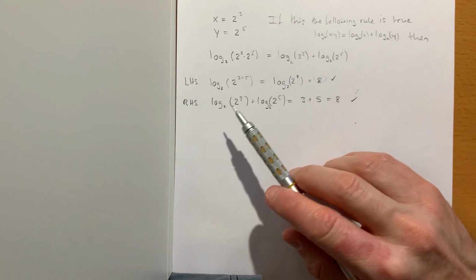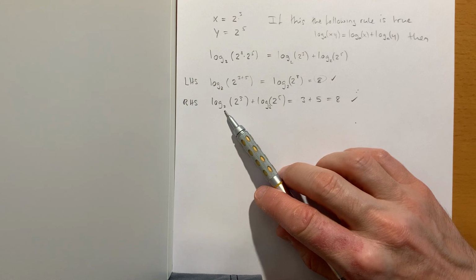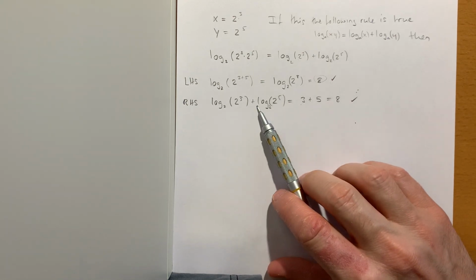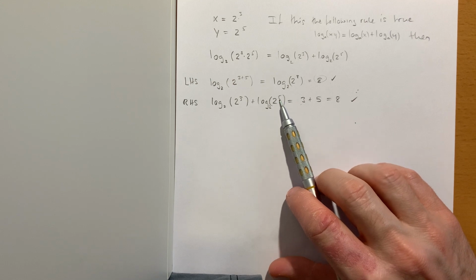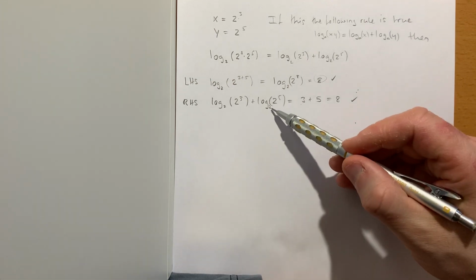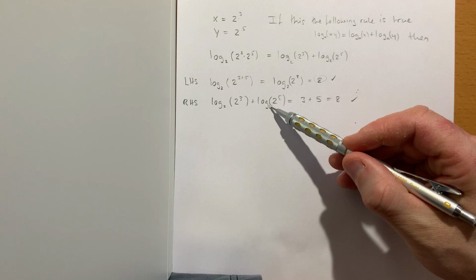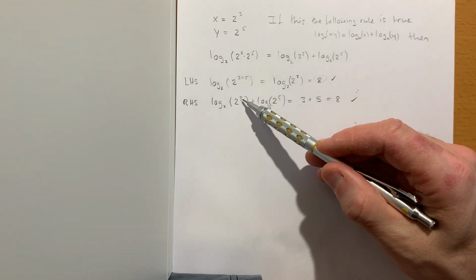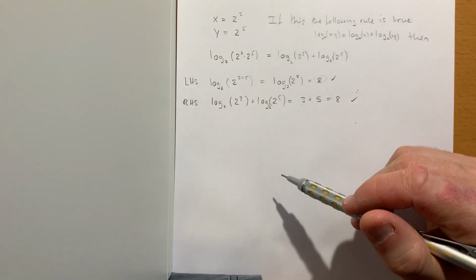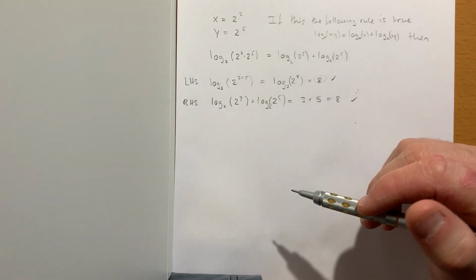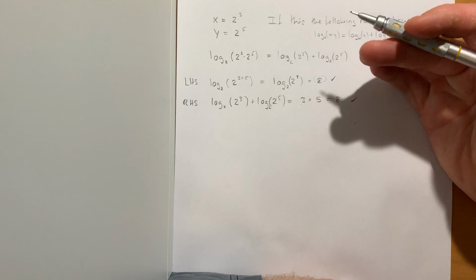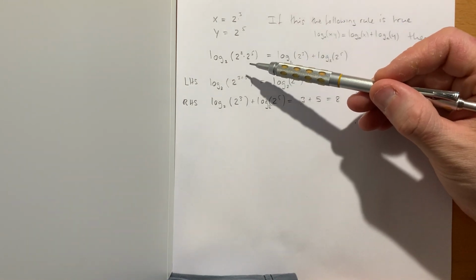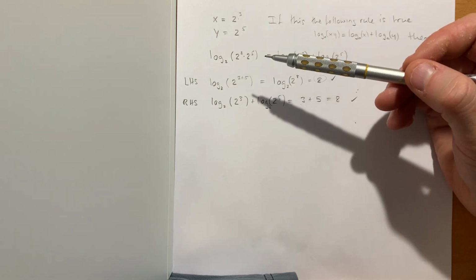When you separate your logarithms, you see it's the logarithm to the base of 2 of 2 to the 3, which is 3, and the logarithm to the base of 2 of 2 to the 5, which is obviously 5. To which number do you have to raise 2 in order to get 2 to the 3? It's obviously 3. So you can see the laws of logarithms are very closely linked to the laws of indices.